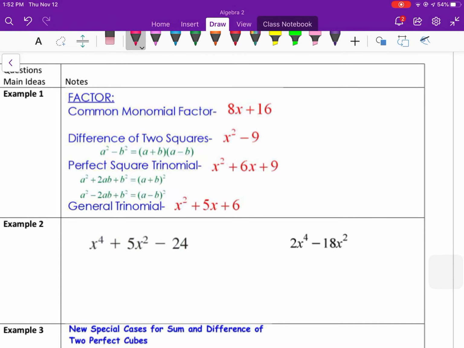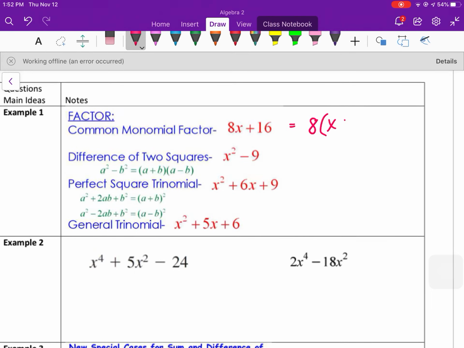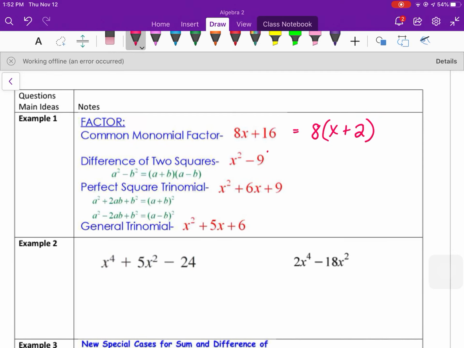So a common monomial factor means that if you have like 8x plus 16, you can factor out a monomial, a single item. So this one, they're both divisible by 8. So you can factor out the 8, it goes out front, and you'd be left with x plus 2. And then that's as far as it goes. Remember difference of perfect squares, like x squared minus 9 factors to x plus 3 and x minus 3.